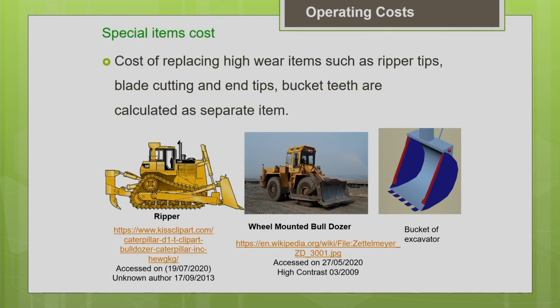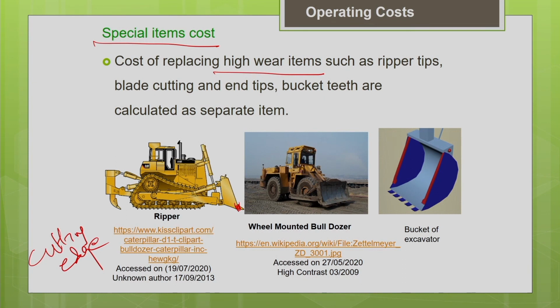The next component in the operating cost is your special items. Special items are called high wear items. That means they are subjected to wear and tear at a much faster rate and their life is very short. Say, for example, the bulldozer blade. At the bottom of the blade you can see the cutting edge, which is just bolted to the bottom of the bulldozer blade. This cutting edge wears out fast depending upon the project working condition. If it is a very rough or severe working condition, wear and tear will be even faster, so you have to replace the cutting edge at a very short time interval. Generally we don't replace the blade frequently; we just replace the cutting edge frequently. So these are called high wear items.